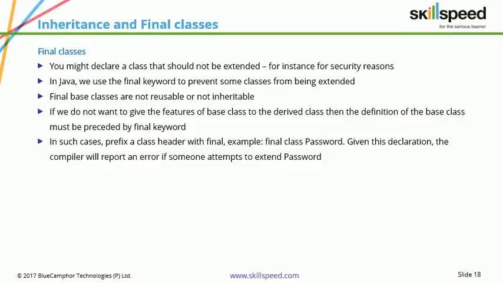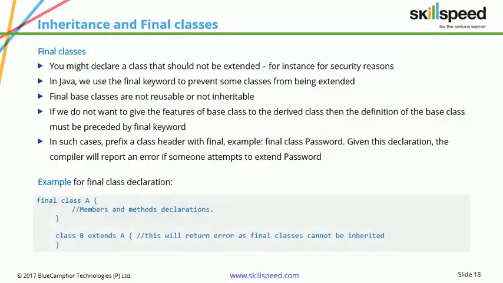In such cases, prefix a class header with final, for example, final class password. Given this declaration, the compiler will report an error if someone attempts to extend the password class. Example: final class A, and declare the members and methods inside the declaration. Then try to extend it with class B extends A and try to execute. This will return an error as final classes cannot be inherited at all.